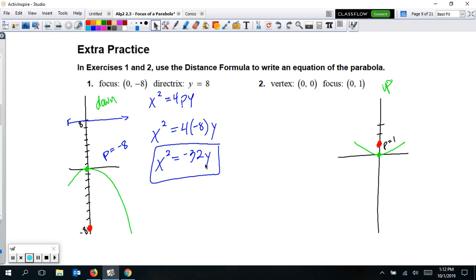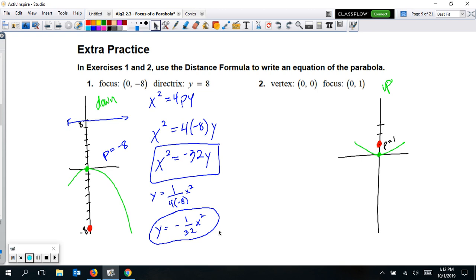Now there is the other way, the one that was typed in your core concept, where you had y is equal to 1 over 4p times x squared. I already plugged in p down here, the negative 8, and x squared is here. And so now you see, 4 times negative 8 is negative 32 down there. So here's another way we can write the equation, and we're not wrong. One is solved for x squared, the other one's solved for y.